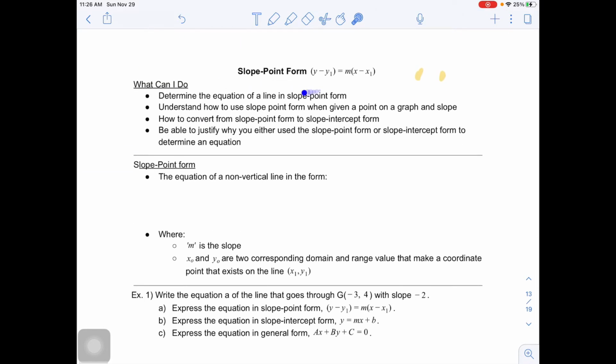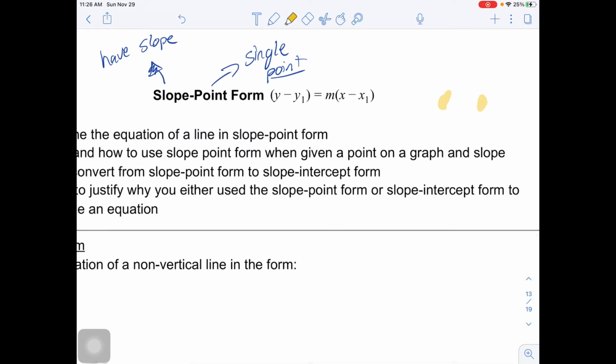Now, slope-point form is really useful because it tells you why it's used. It's used when you can find the slope, and then you have a single point on your graph. Okay, so here, we actually don't plug anything in for these x and y values. They will just be the x and y values that appear in your equation. But y1 and x1 is that point that you're given on your graph. So this is the point found on your graph.